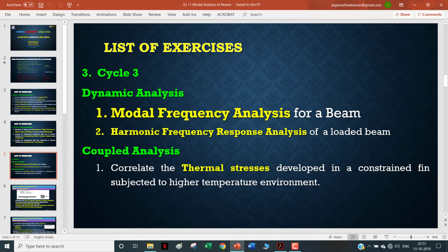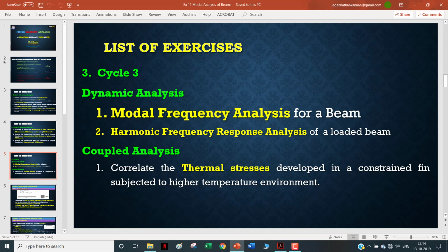In dynamic analysis, we are going to concentrate on one particular area called vibration. So that is where these two exercises, modal frequency and harmonic frequency response analysis, come into play. So we are not going to see any other dynamic analysis like, say, a car traveling at some kilometers per hour, or a bullet traveling and hitting a plate, right? These are some of the dynamic analyses, but we are not going to see all those things. We'll be seeing the dynamic analysis particularly related to vibration, right?